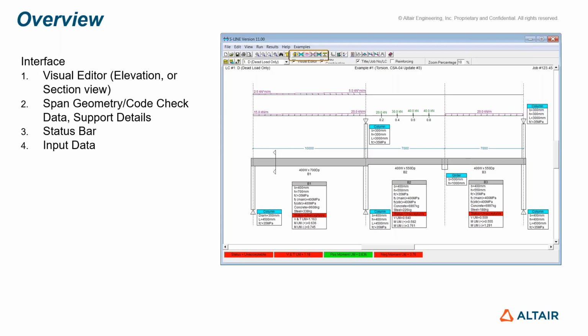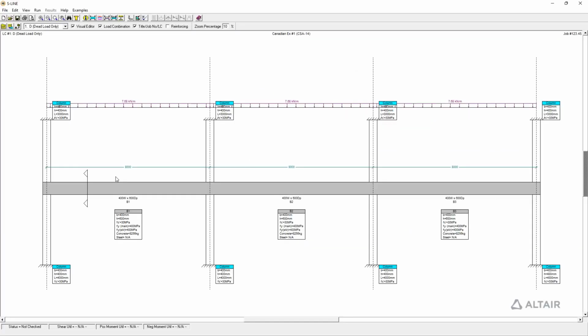We have various input data that can be entered not only from this data bar here, but also from the edit menu that you'll see me using later. Some analysis and code checking and preliminary design tools, and some result viewing tools as well. As you can imagine, we're running a structural analysis in S-Line, so we want to be able to view moment diagrams and torsion diagrams and deflection diagrams and so on.